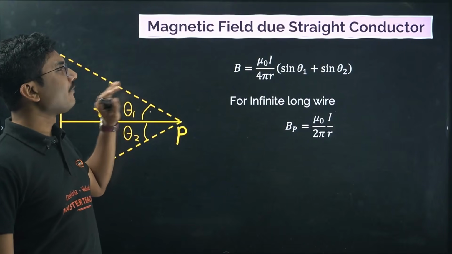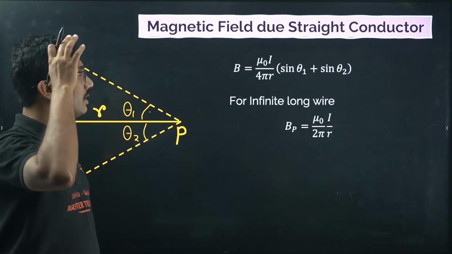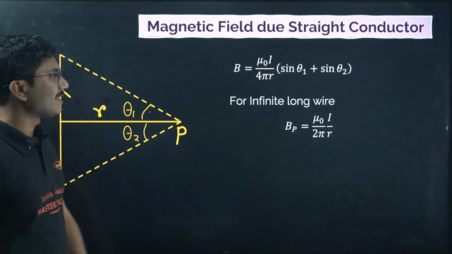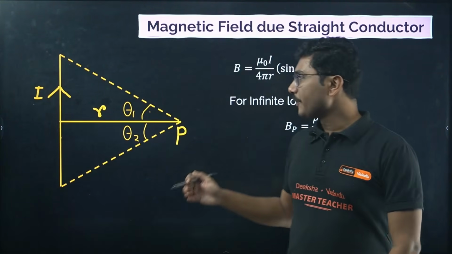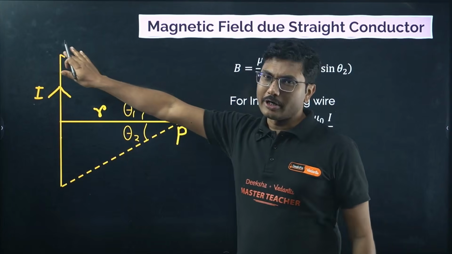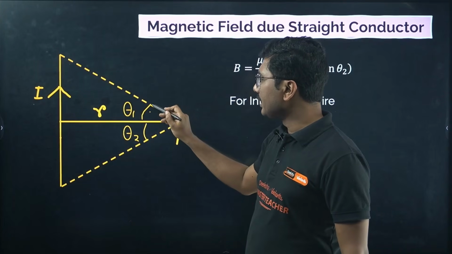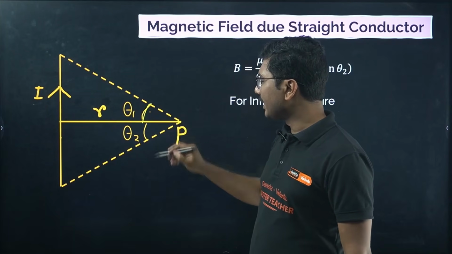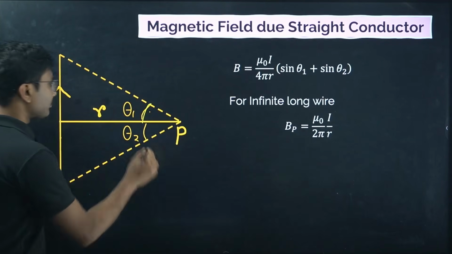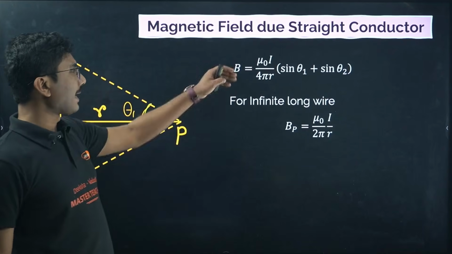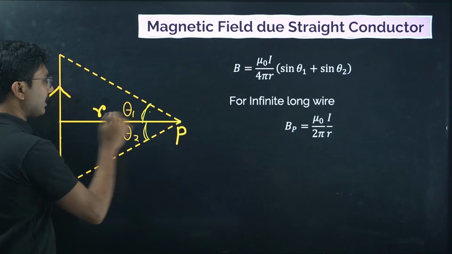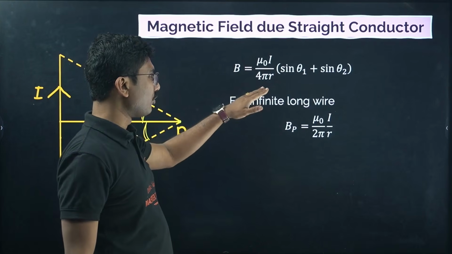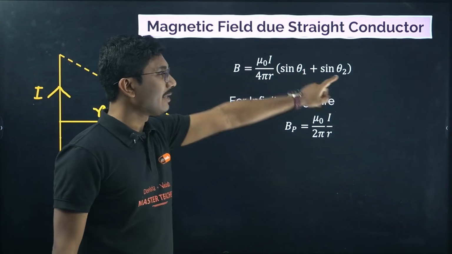Now magnetic field due to a straight conductor, derivation is not there. If you try to find the magnetic field due to a straight current carrying conductor, and the wire is not infinite, this is a finite wire. This edge of the wire is making an angle, say theta 1, this edge is making an angle theta 2, then the magnetic field at this point P at a distance small r from the wire is given by mu naught I by 4 pi r times (sine theta 1 plus sine theta 2).